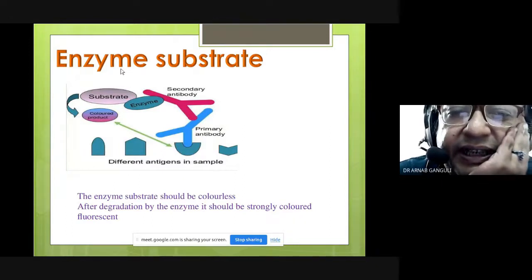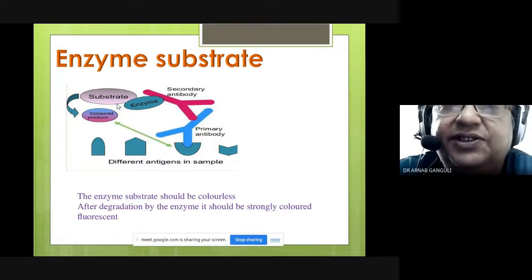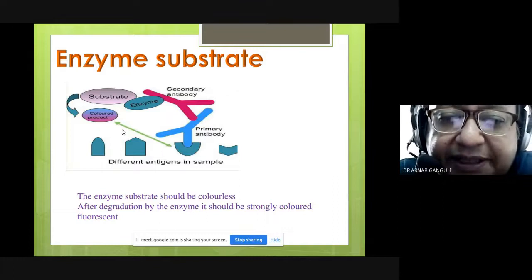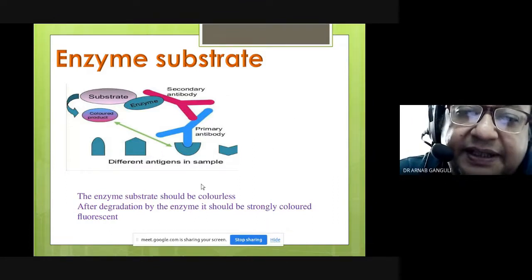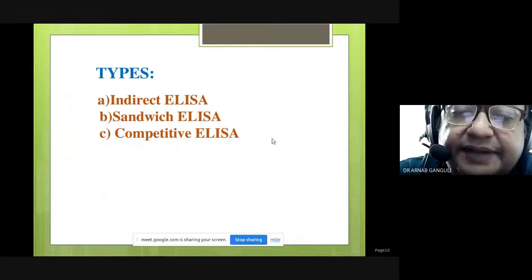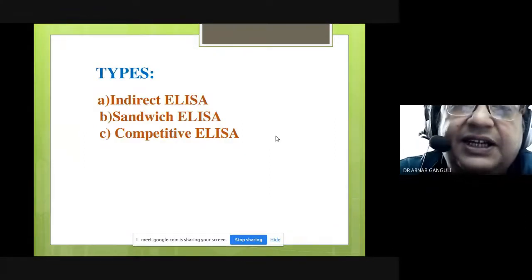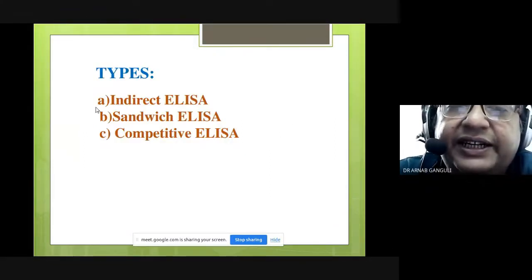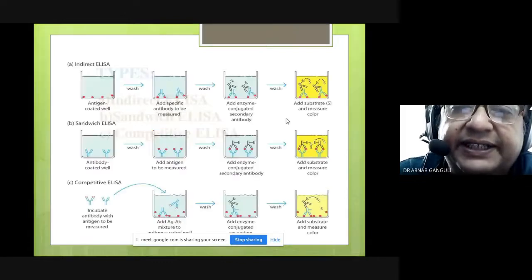So this is the same, the enzyme substrate. The substrate is converted into a colored product which is measured. The enzyme substrate should be colorless, otherwise it will interfere with the color of the product. So there are 3 types: indirect ELISA, sandwich ELISA, and competitive ELISA.